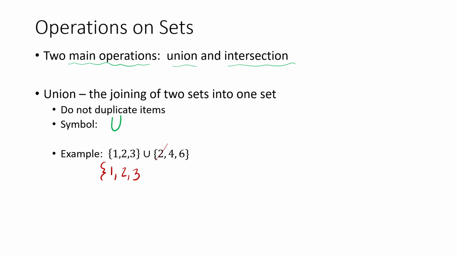So I'm not going to relist the 2, but I am going to combine or add in the 4 and the 6. So the union of these two sets is 1, 2, 3, 4, 6. You just do not duplicate the 2. Now, most of the time, for convenience, we try to list the numbers in ascending order, meaning from least to greatest, but you don't have to. So if I were to ask you to do the union of these two sets and you did 1, 2, 4, 6, 3, that is also a correct answer.